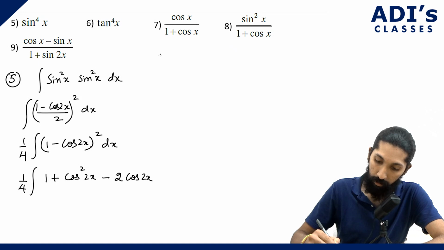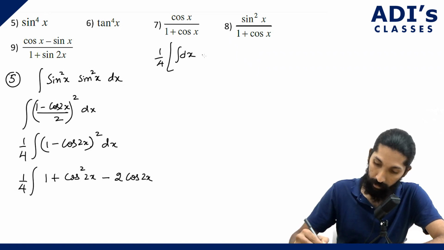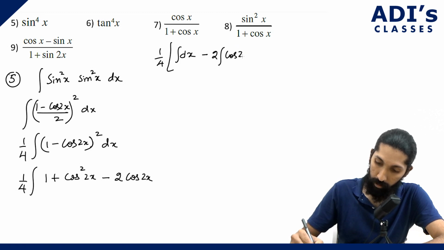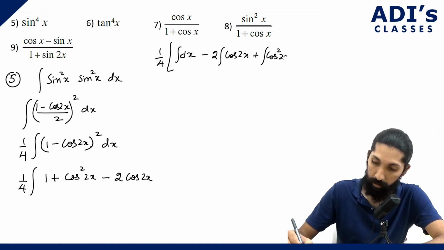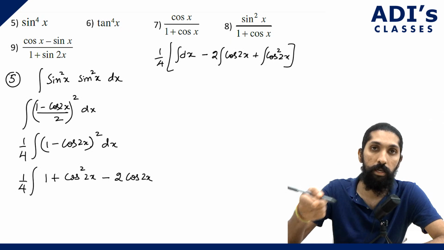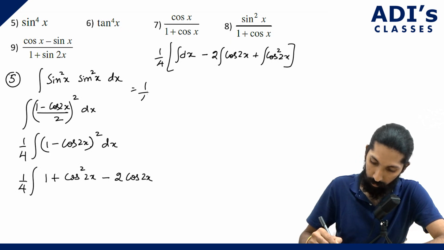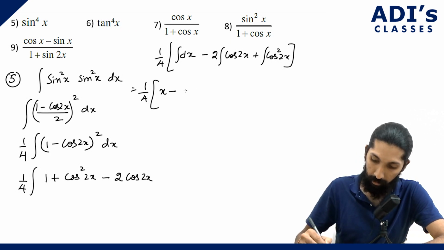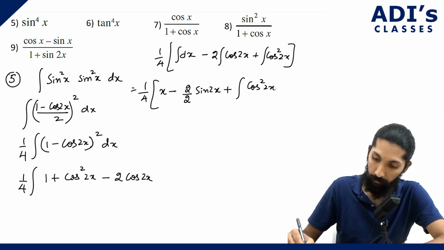That means you are going to get 1 by 4 integral of 1, or you can just call it as dx, right? Minus 2 integral of cos 2x, correct? Then finally integral of cos square 2x. See, when we do cos square 2x, again you have to use the same logic, correct? So what we are going to get, 1 by 4 into x minus 2 divided by 2 into sine 2x plus integral of cos square 2x, right?